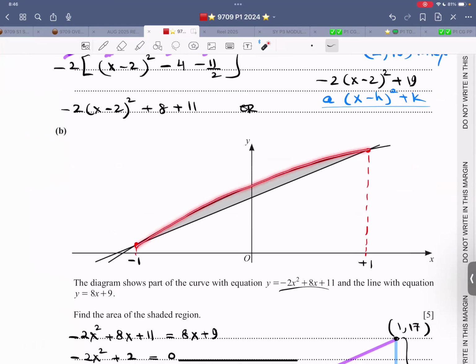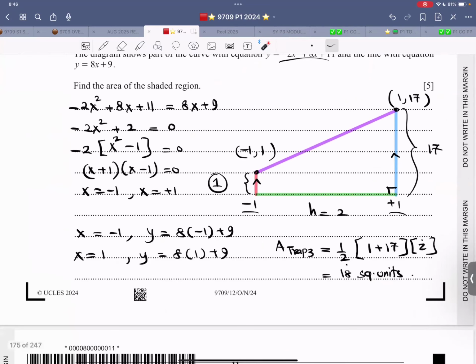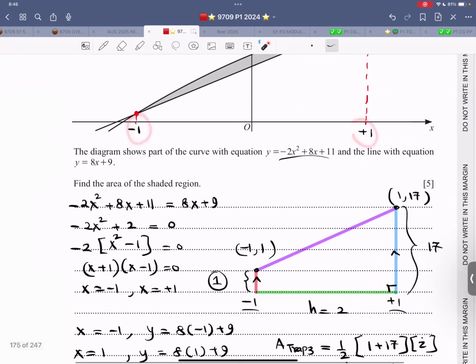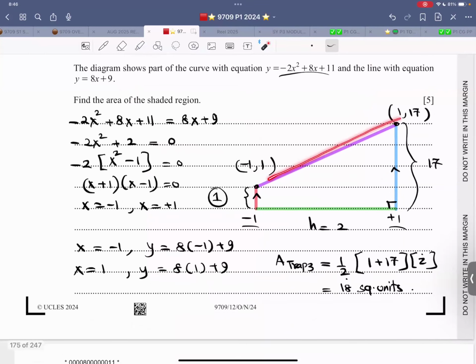So between these two values, find the area under the graph and then find the area of this trapezium. Remember, it's not a triangle because there is a height over here. So now this is a trapezium, subtract. First of all, we solve it simultaneously and we get two values, x is -1, x is +1. That is the trapezium. The y coordinate is 1, the y coordinate is 17.